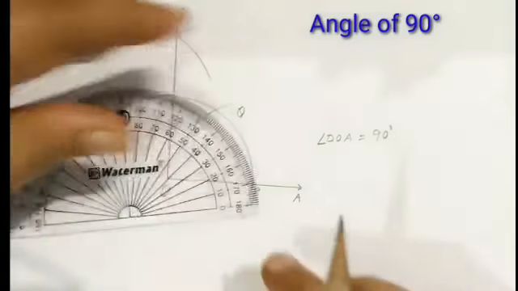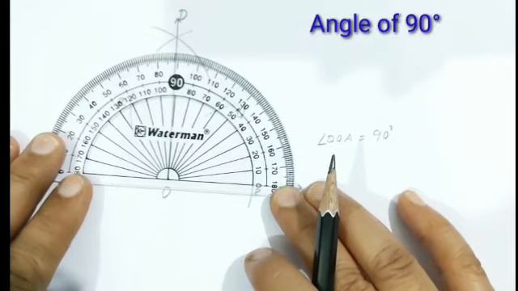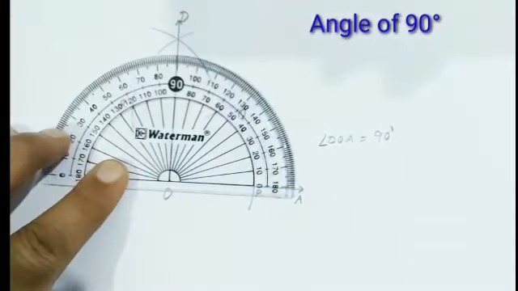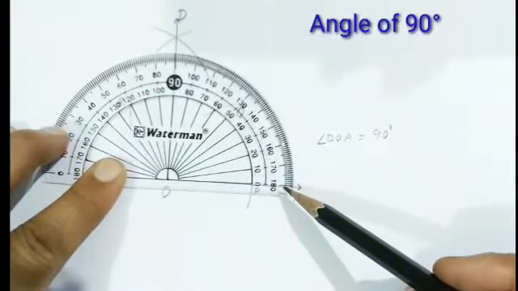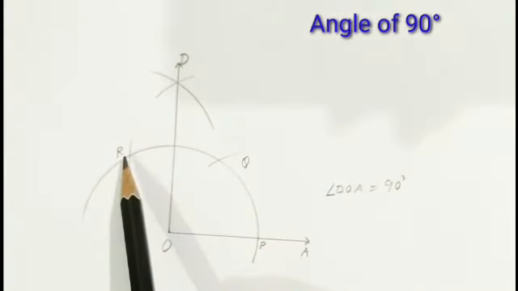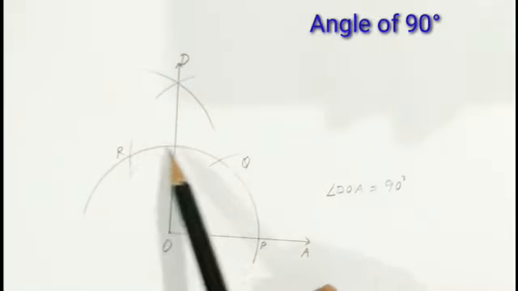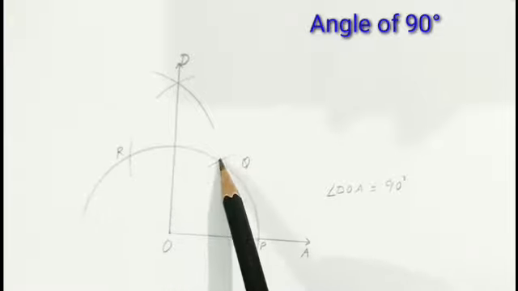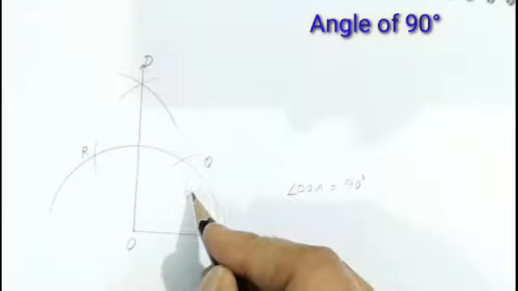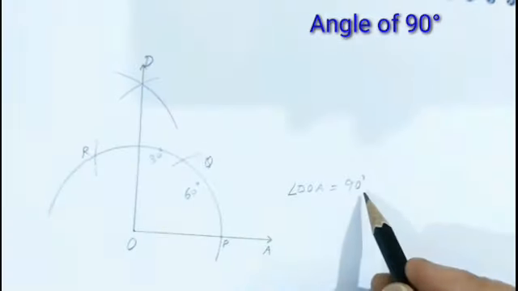Let's verify. So look at this, exactly equals 90 degrees. So first you have constructed the angle of 120 degrees. This part is 60 degrees. Once you bisect this second angle of 60 degrees, you will get an angle of 30 degrees. So 60 degrees plus 30 degrees equals 90 degrees.